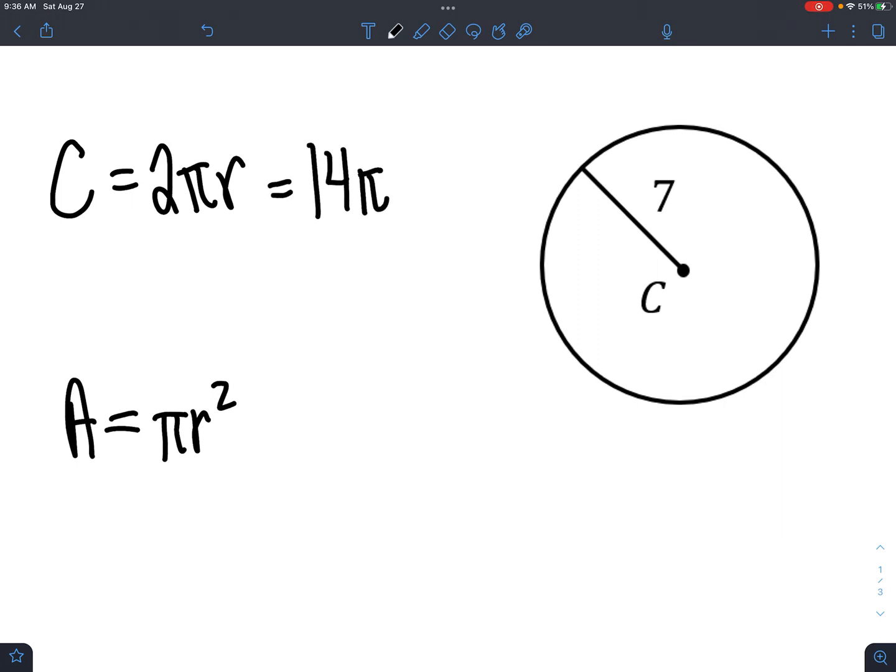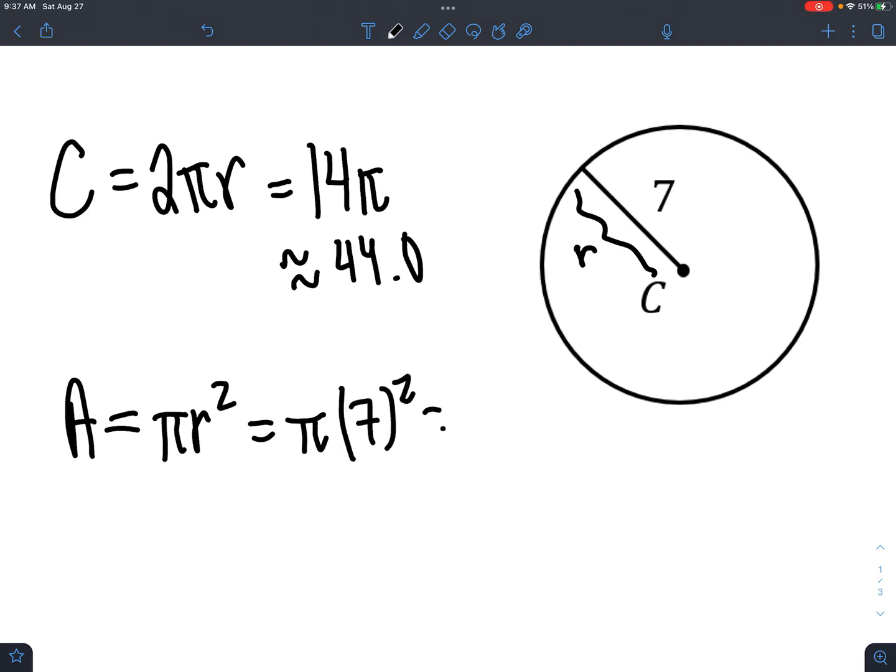So the radius is 7. Remember, the radius is just from the center to the edge. And 14 pi is just about equal to 44.0. And the radius is 7. So this is 49 pi, which equals 153.9.